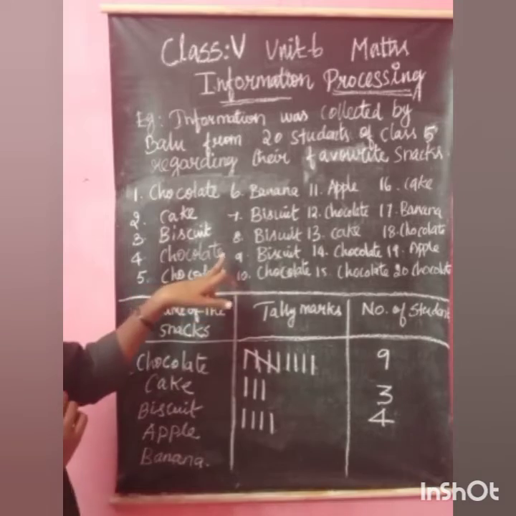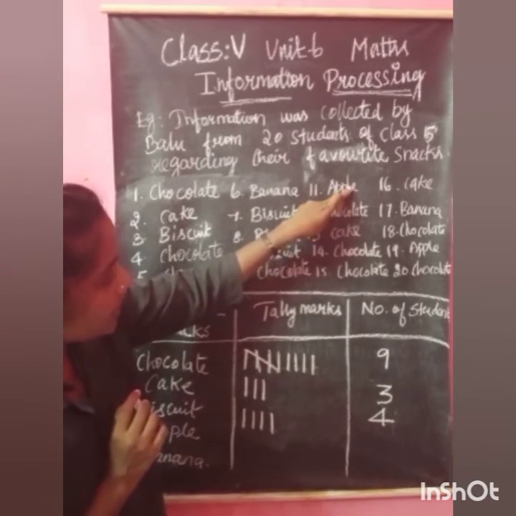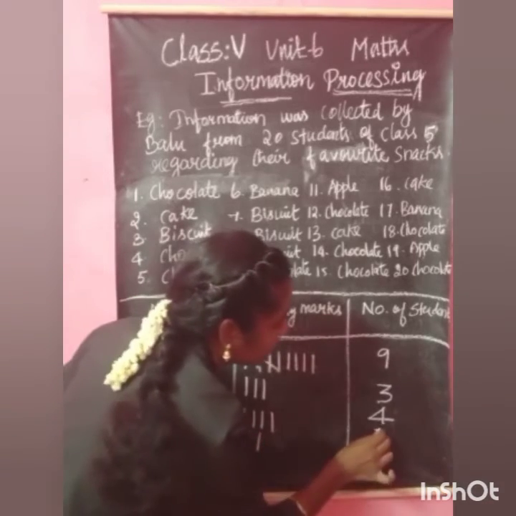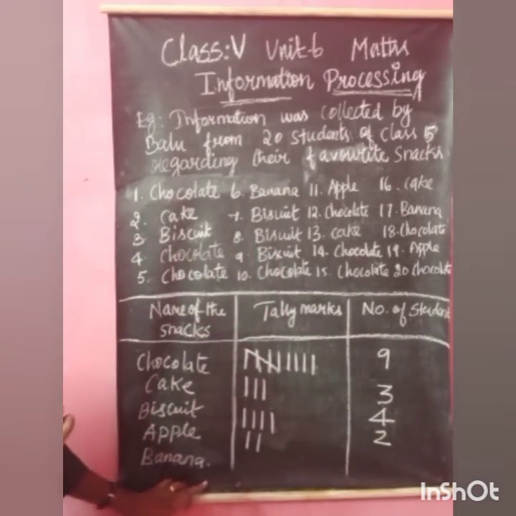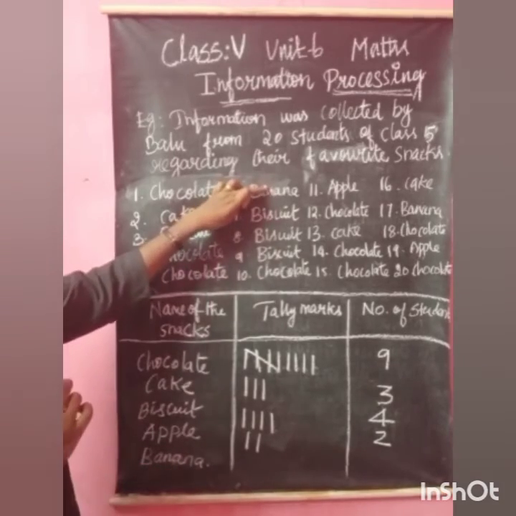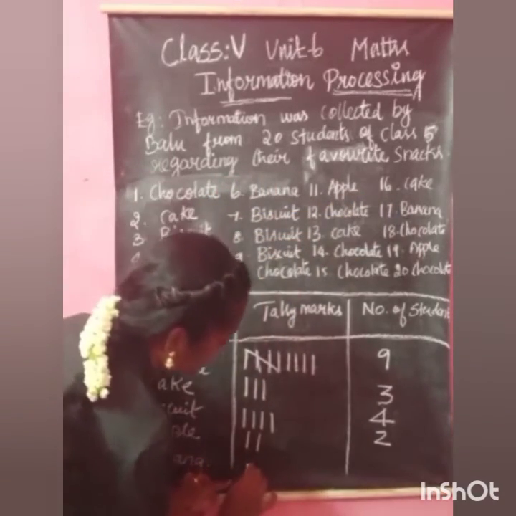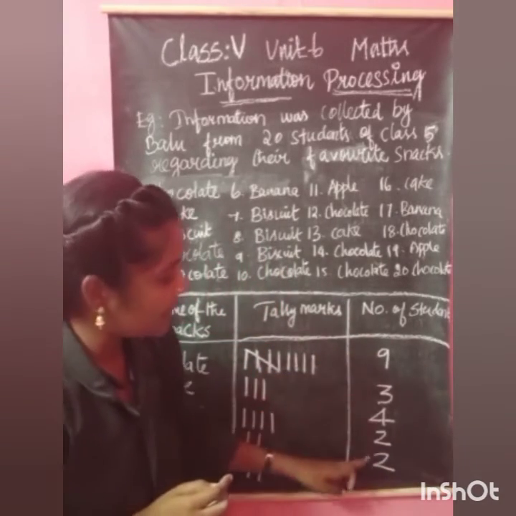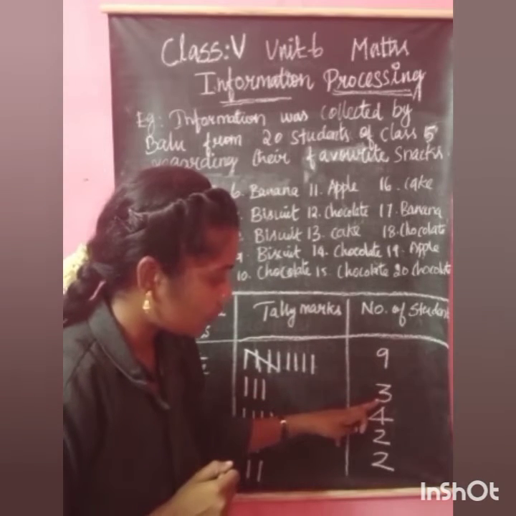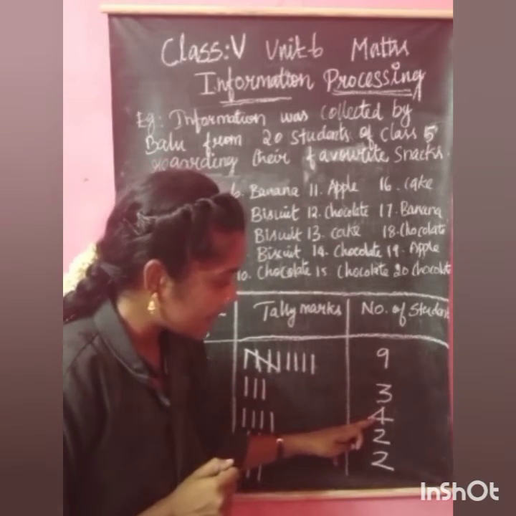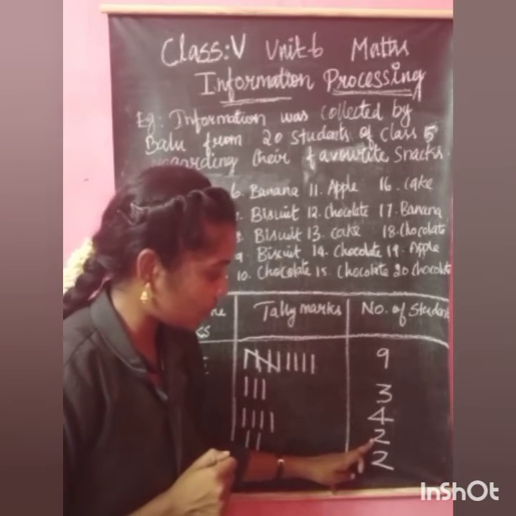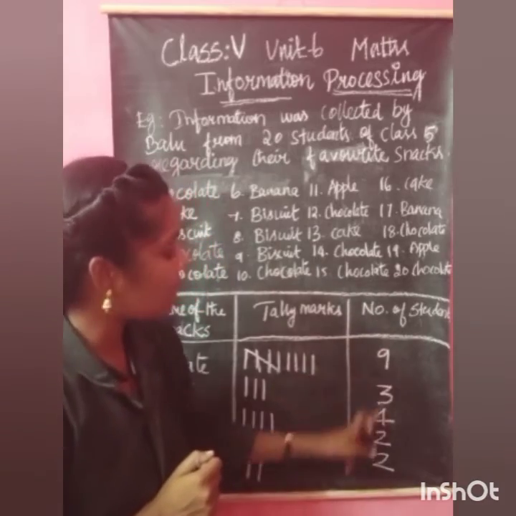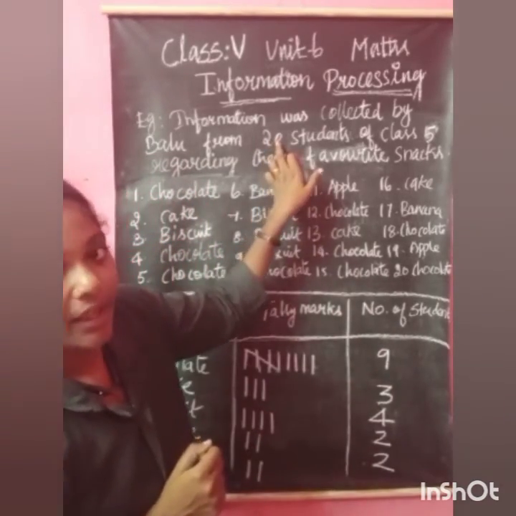Then apple. So how many apples? So 1, 2. So 2. Next banana. So 1, then 2. Now count the students, children. 9 plus 3, 12. 12 plus 4, 16. 16 plus 2, 18. 18 plus 2, 20. So the number of students is 20.